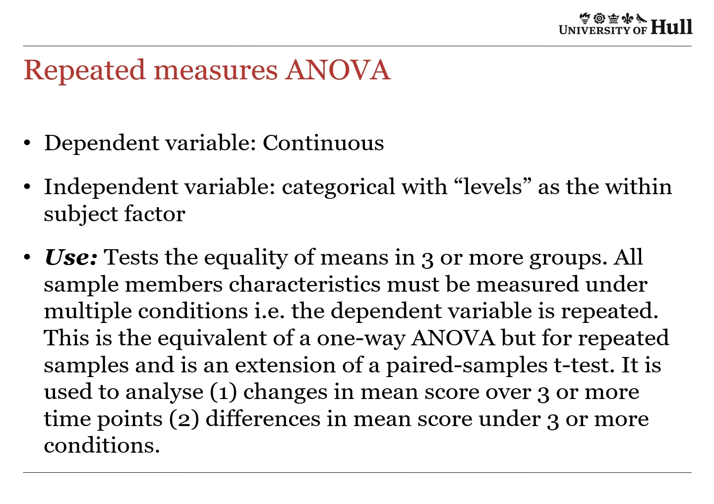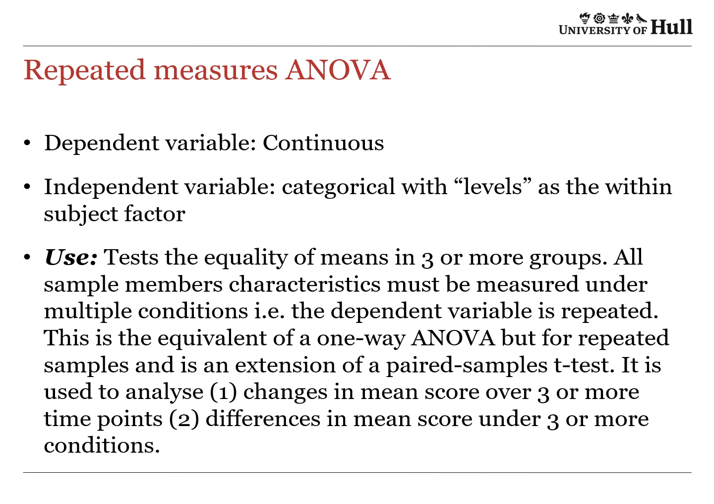The test of choice here is the repeated measures ANOVA. The dependent variable is continuous, as we know, and the independent variable is categorical with levels, what's called the within subject factor. That helps you to know where to enter those data when you come to using SPSS. In this case, the within subject factor number would be 3 because there are 3 different levels.